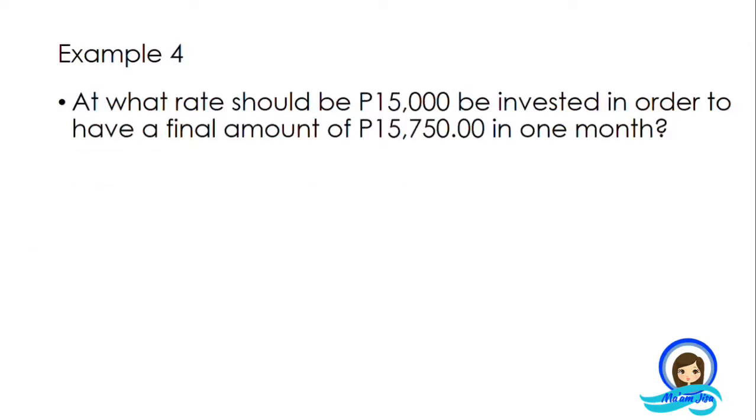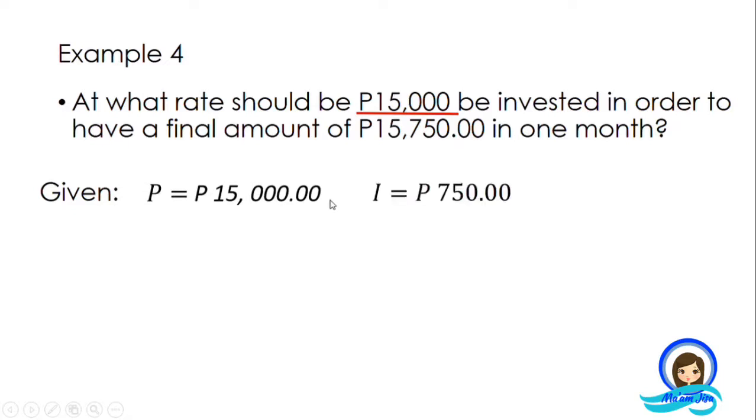Another example. At what rate should 15,000 be invested in order to have a final amount of 15,750 pesos in 1 month? Now in this problem, it is looking for the rate. For our given data, we have the principal, which is 15,000 pesos. And then the interest is 750 pesos. Where did we get this? So just subtract 15,000 from 15,750 pesos. Since 15,750 pesos is the final amount after 1 month, or in other words, this is the maturity value after 1 month, to find the interest, just subtract the principal from this value, and it's 750 pesos.